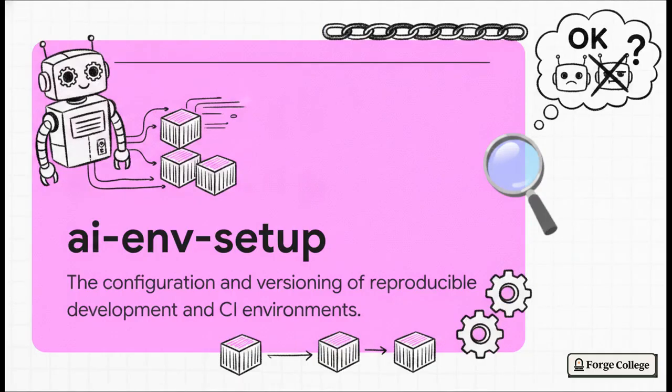Next up is ai-env-setup. This dictates the configuration and versioning of your reproducible development and CI environments. Basically, this ensures that every single developer's robot is operating under the exact same conditions, using the exact same container images and dependency pins. This is huge because it completely eliminates that classic, well, it works on my machine, excuse from your team's vocabulary forever.